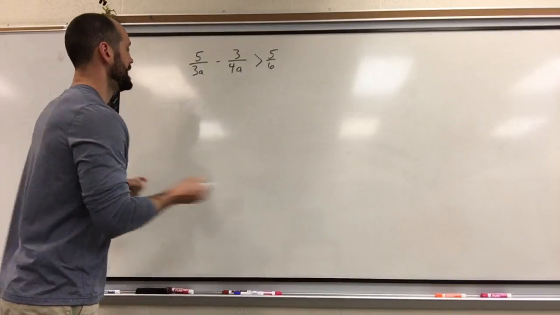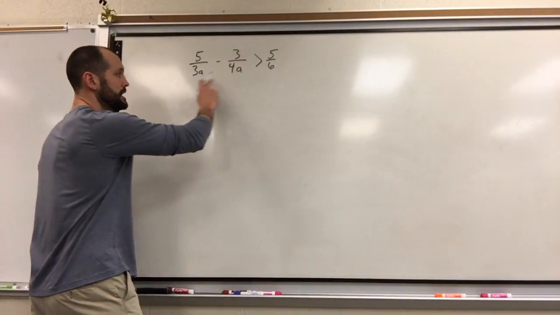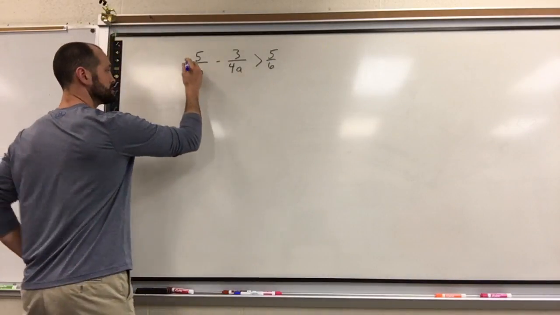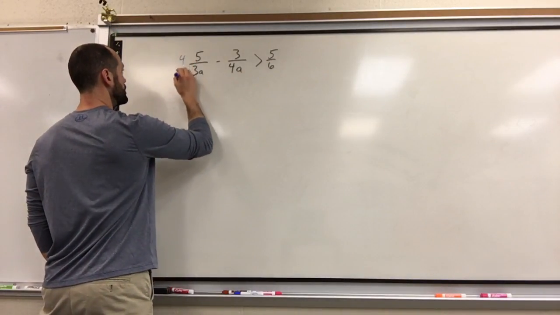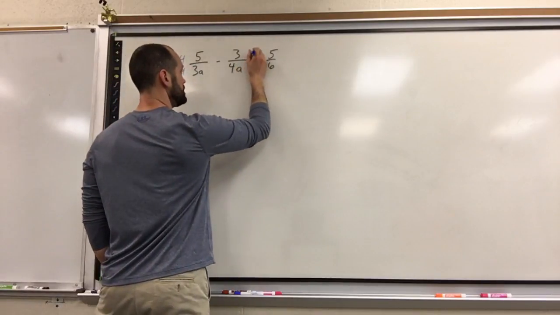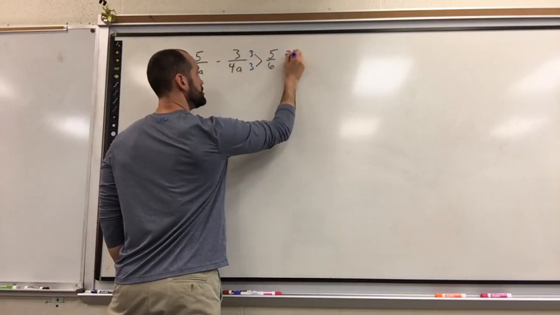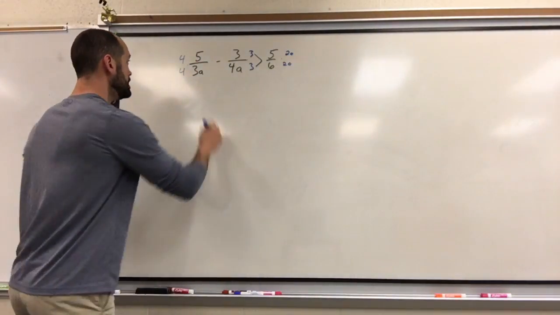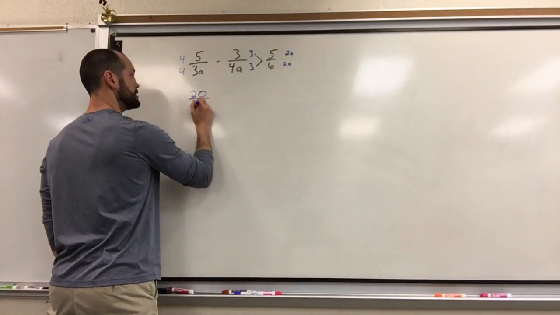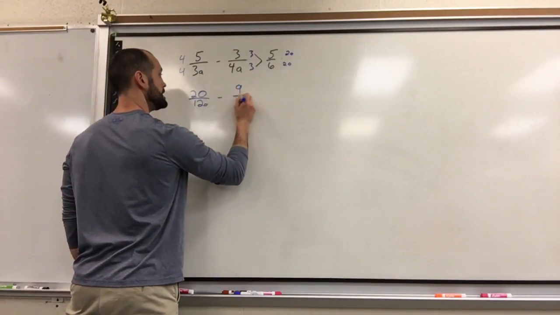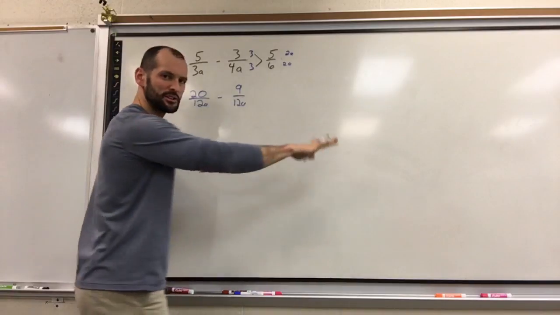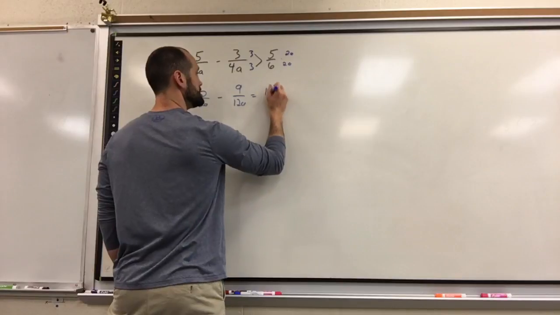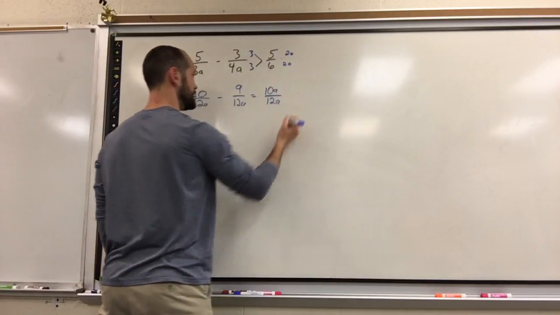When I look at this, I need to get a common denominator. When I look at 3a, 4a, and 6, 12a is what I want to get, which means the first one gets multiplied by 4, second one by 3, and the last one by 2a. Very basic. This is not the new skill, which means we're left with 20 over 12a minus 9 over 12a. And again, I'm going to treat it like an equal sign for right now. And we're going to get 10a over 12a.